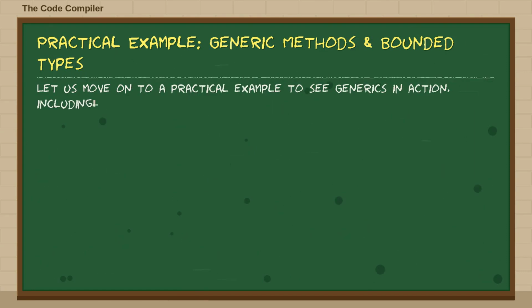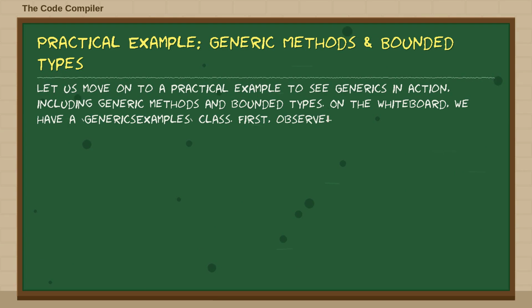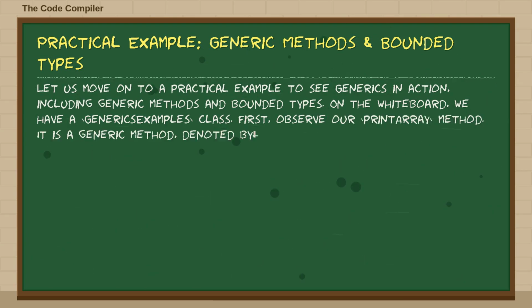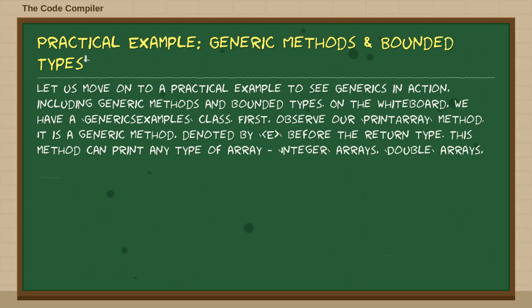Let us move on to a practical example to see generics in action, including generic methods and bounded types. On the whiteboard, we have a GenericsExamples class. First, observe our printArray method. It is a generic method denoted by <E> before the return type. This method can print any type of array, Integer arrays, Double arrays, you name it, without being rewritten for each type. This demonstrates excellent code reusability.